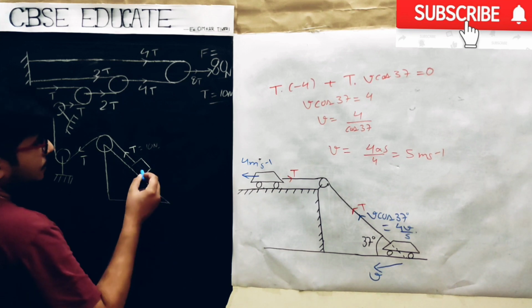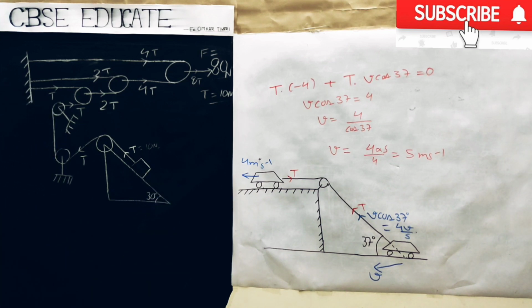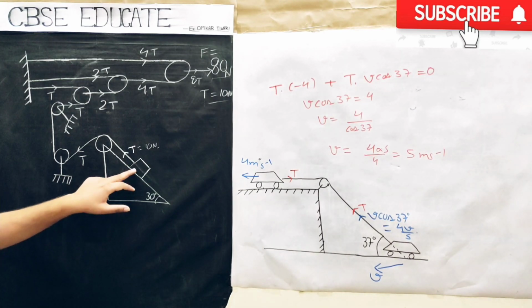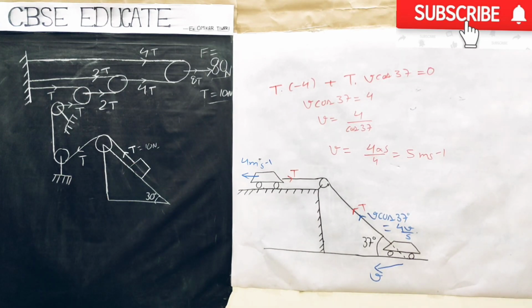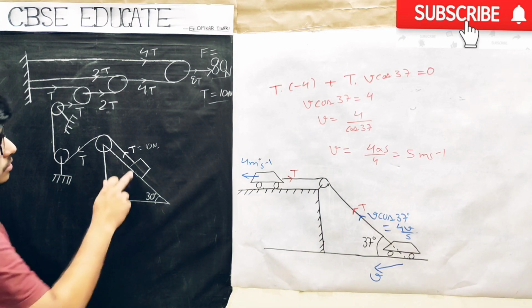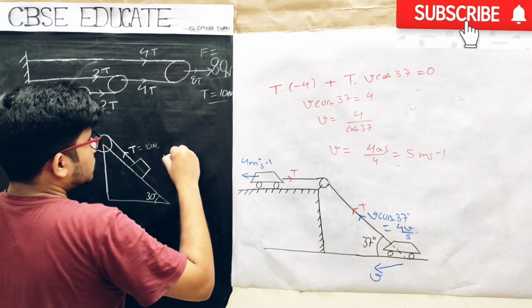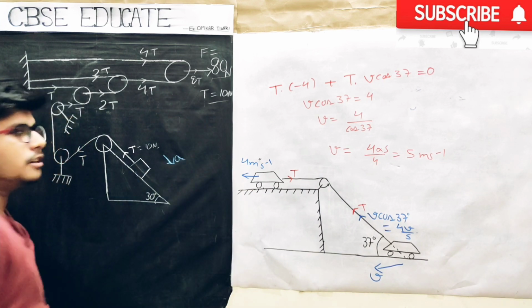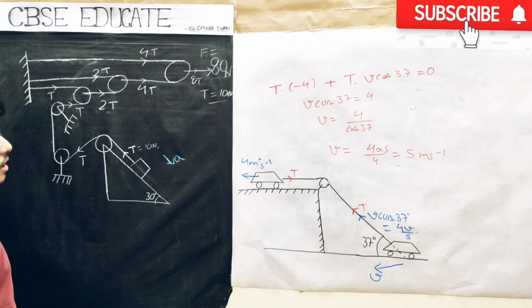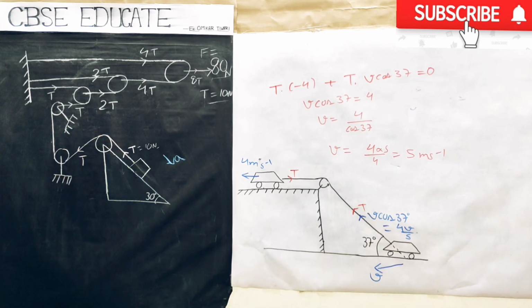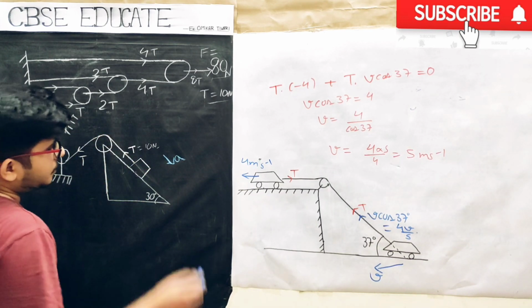Now you can draw the FBD of this. The question asks to find the acceleration of this car. Now, you can suppose this car is moving in the downward direction. If the answer comes out negative, it means we have taken the wrong direction, and the acceleration will be in the upward direction. Now drawing the FBD.